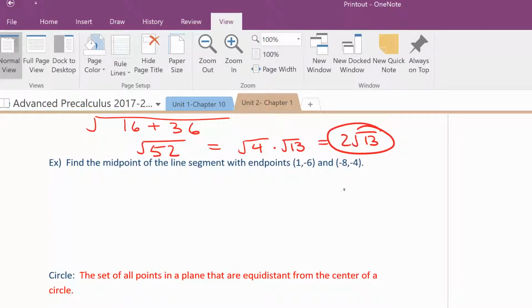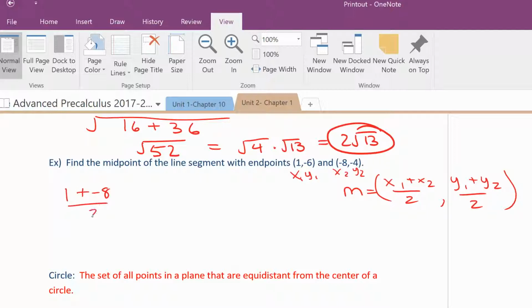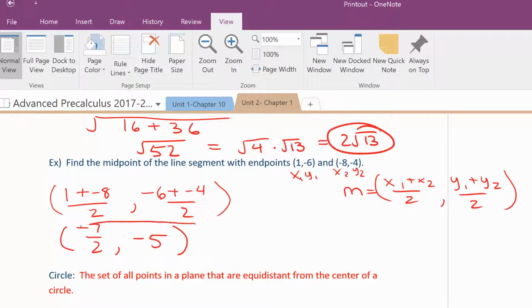The midpoint formula, that's where you go x1 plus x2 over 2 for the x coordinate and y1 plus y2 over 2 for the y coordinate. So here, if this is x1 and y1, x2 and y2, you have 1 plus -8 divided by 2 over -6 plus -4 divided by 2. So you have -7/2 and -5. That's the midpoint of that segment.